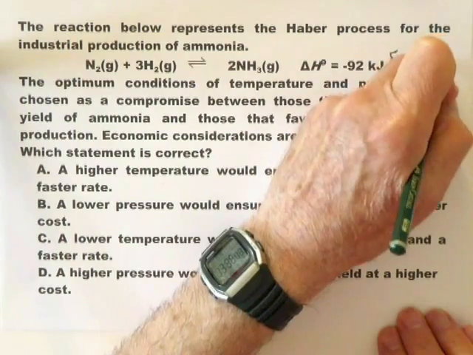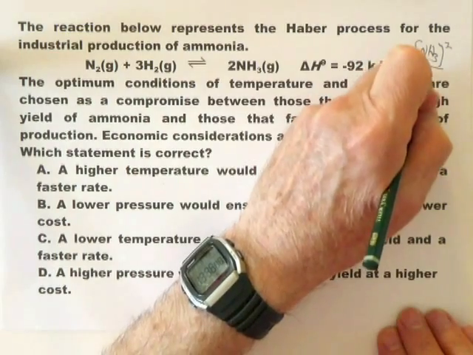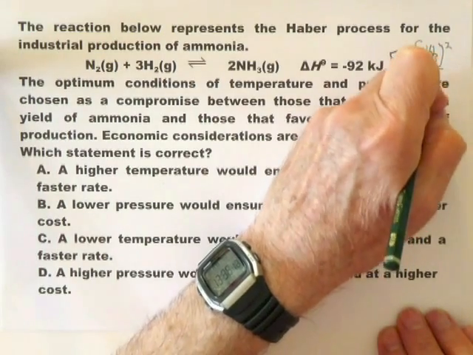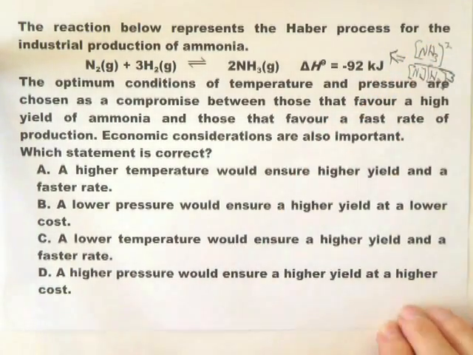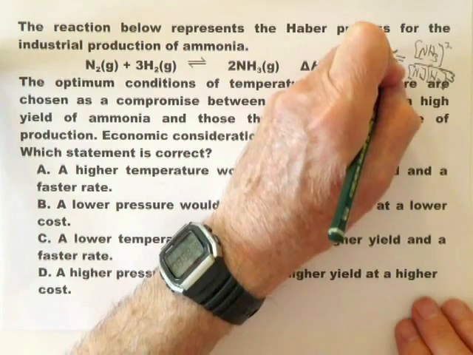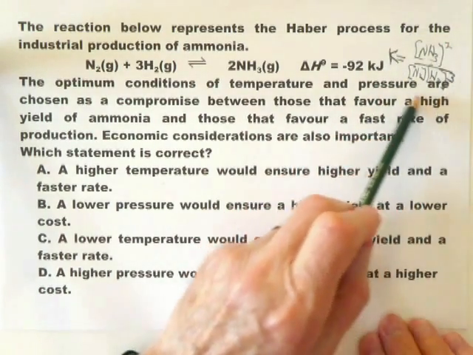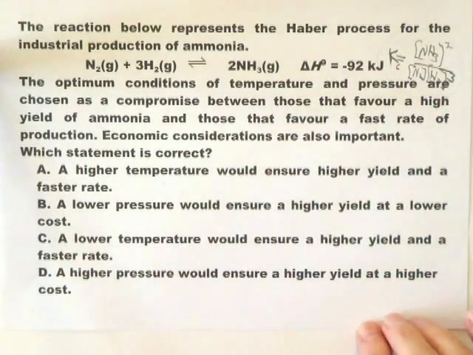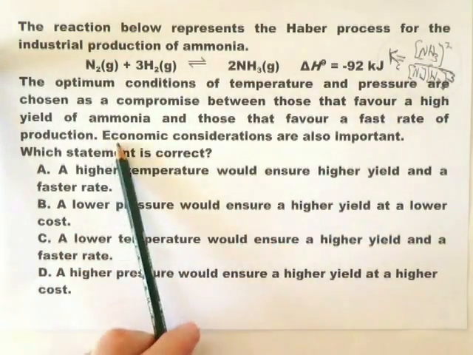[NH3] squared over [N2][H2] cubed. Okay, whether or not this is necessary for this question, I'm not sure yet. However, it is important that you can do that and you understand the meaning of this as we have discussed earlier in other questions. They do give you a lot of information here, and there's a very interesting statement here.